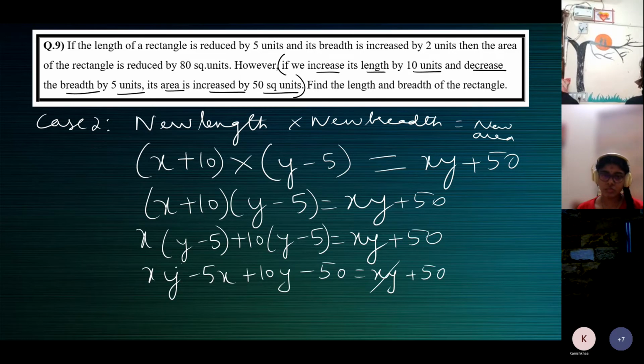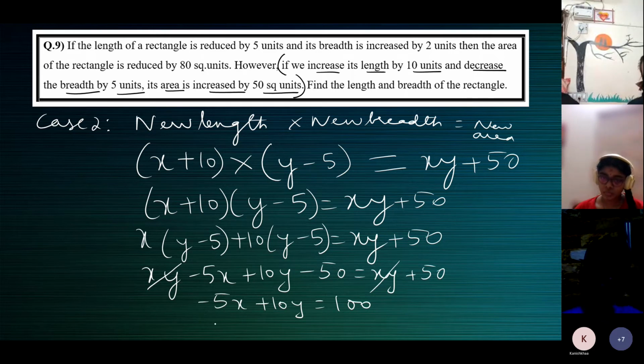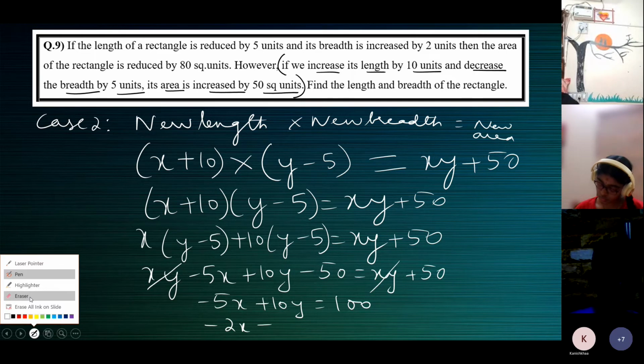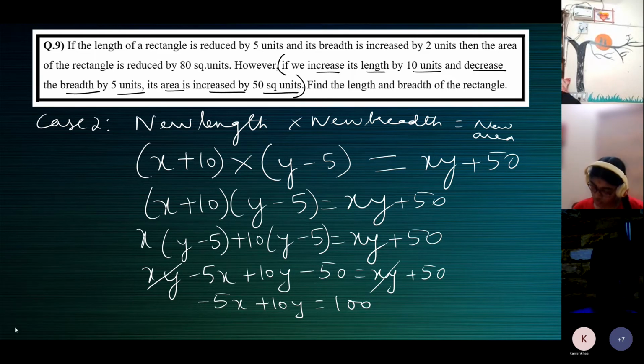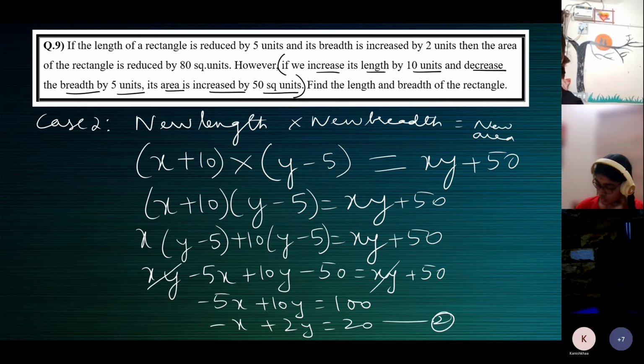xy on both the sides gets cancelled. So minus 5x plus 10y is equal to 100, if you take this minus 50 to the other side. Dividing by 5 throughout, you get minus x plus 2y is equal to 20. This is the second equation.